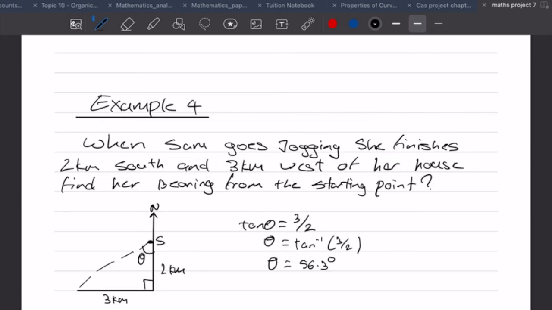So we have to find this angle right here plus 56.3 degrees. And we know this angle is 180 because it's a flat line. So to go from Sam's place to the dotted line, we'd have to do 180 plus 56.3, which is 236.3 approximately. So this is the bearing from Sam's house to the starting point. Right, so that's all for chapter 7.